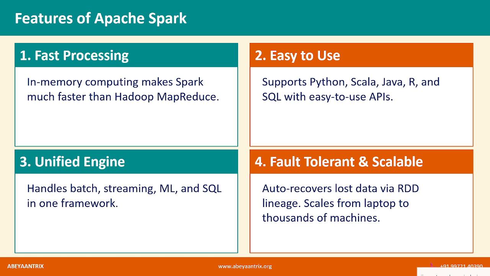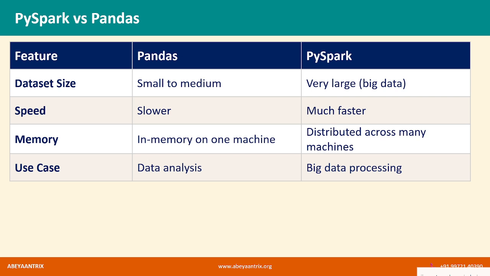So it can handle batch processing, streaming, machine learning, SQL, everything in one framework. Okay, and fault tolerant, obviously we know it can tolerate failure, everything is automatically recovered, including lost data. So these are the features of Apache Spark, and it is very easy to use. You can have fast processing here. So it is much faster than Hadoop MapReduce, all these things.